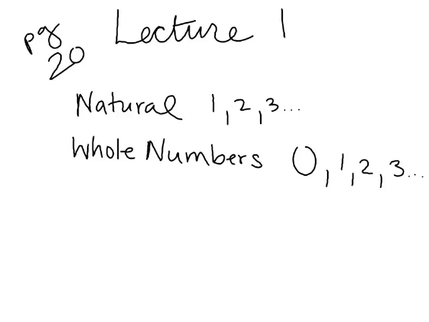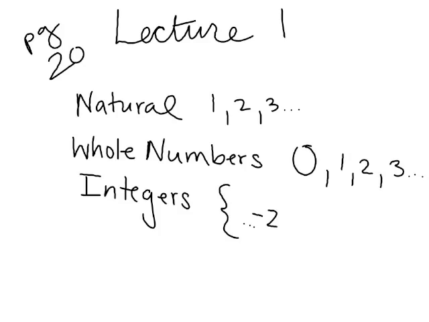our third number family is integers. Those include all the natural numbers plus the 0, so all the whole numbers, and the negative numbers. So let's say we start with -2, and we will go on forever. So positive numbers, negative numbers, and 0.